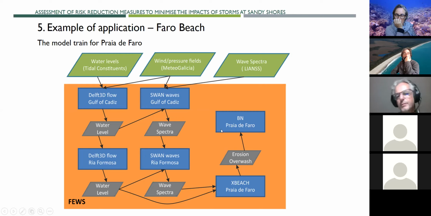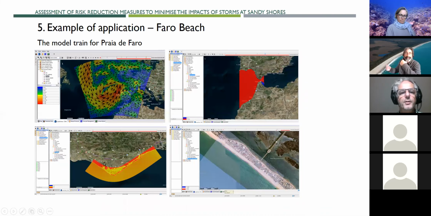And this was mainly done for the early warning system developed during the RISC-KIT project. We are now redeveloping this early warning system and extending it to another 2 beaches in Portugal. So these are kind of images of the larger scale data that then goes to the Gulf of Cadiz grid, then goes to the Ria Formosa grid, and then for this one the XBeach is already working and producing the final results.